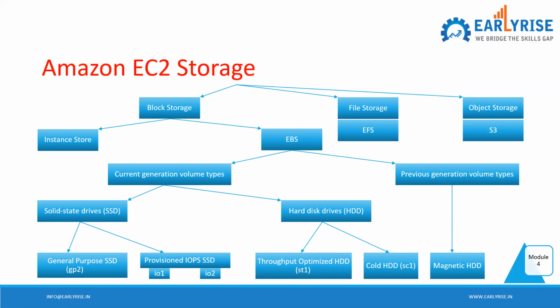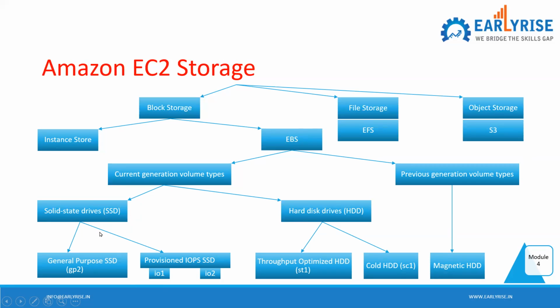So this is the basic structure of EC2 storage. Just understand block storage, file storage, object storage. Under file storage, EFS, and this is S3. Under block storage, two different things, instance store and EBS. EBS has different types, current generation, previous generation, SSD, HDD. Under SSD, different options. Under HDD, different options are there. So by looking at it, you can say SSD should be faster. Yes, this SSD will be faster.